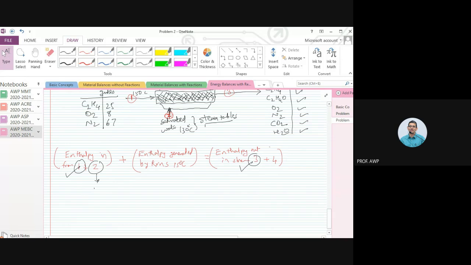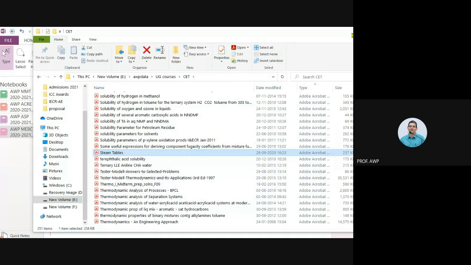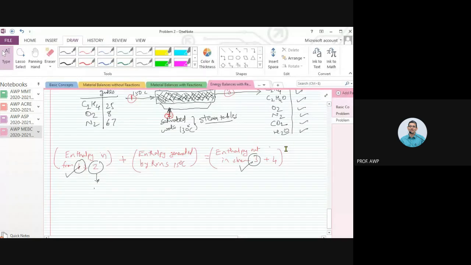Do you want me to put up the steam tables, or will you be comfortable looking at them? Okay, let me open the steam table. Have you downloaded the steam tables for yourself? Yes, sir. Maybe you already know how to look at them, but let me just show them once again, for the last time.